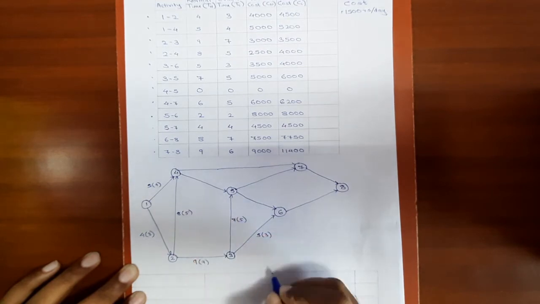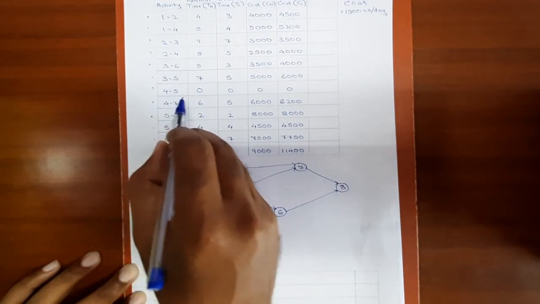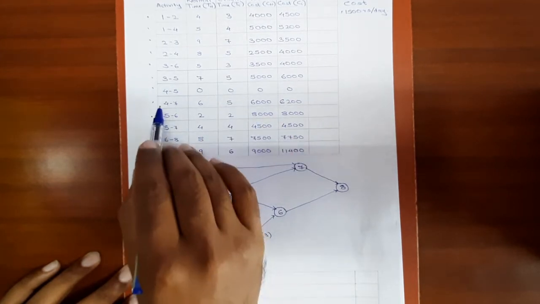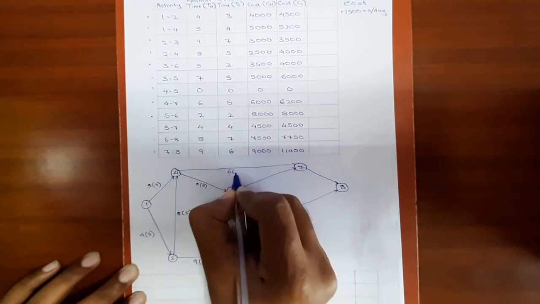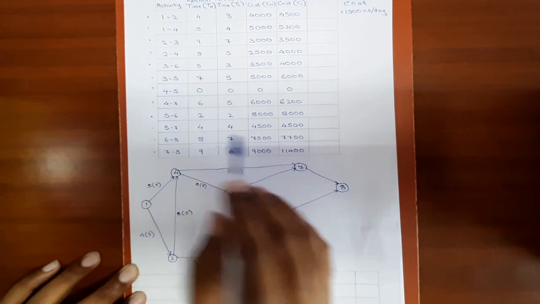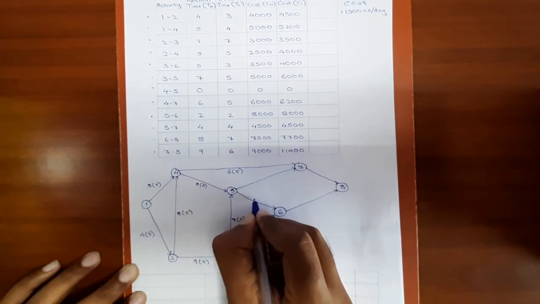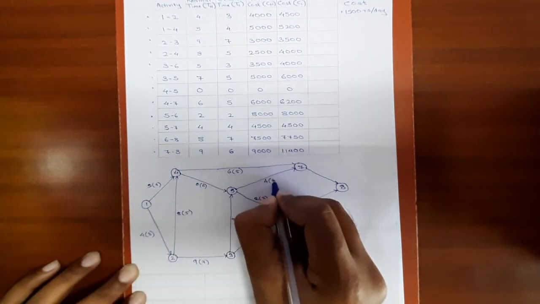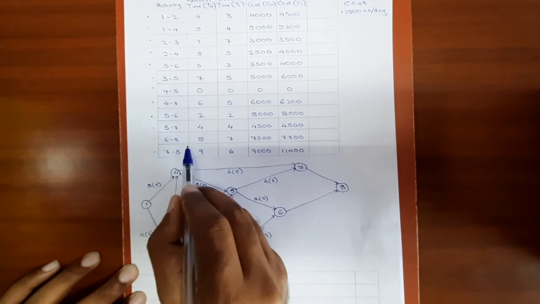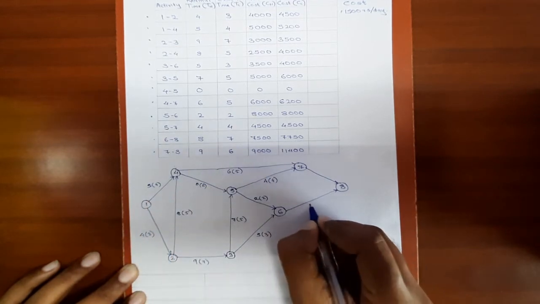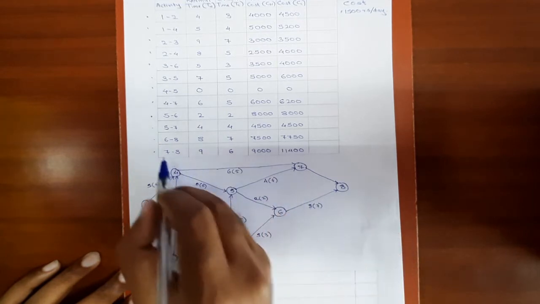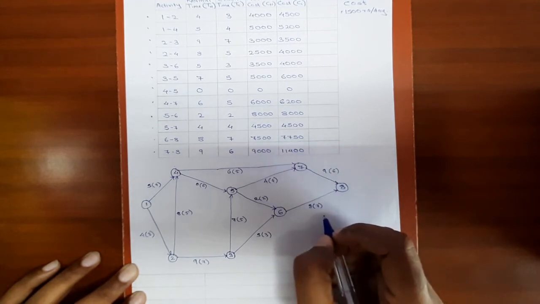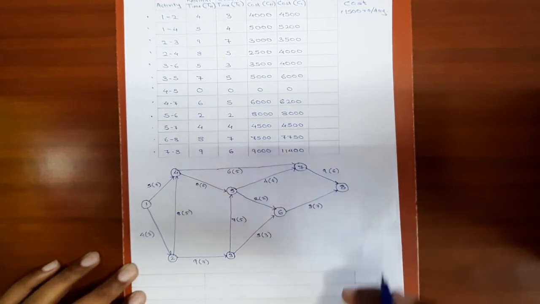For 3-5 it is 7, 5. For 4-5 it is 0, that means it is a dummy activity. For 4-7 it is 6, 5. For 5-6 it is 2, 2. For 5-7 it is 4, 4. For 6-8 it is 8, 7. For 7-8 it is 9, 6. The crash duration is written inside the bracket, please remember.